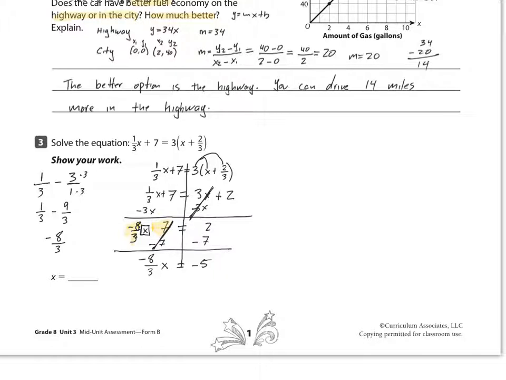Now I need to again do the inverse. Doing the inverse of this one is the same thing as multiplying by the reciprocal. So I'm just going to divide both sides by negative 8 over 3. This one will cancel, and you have x is equal, and then just a quick review from 6th and 7th grade.